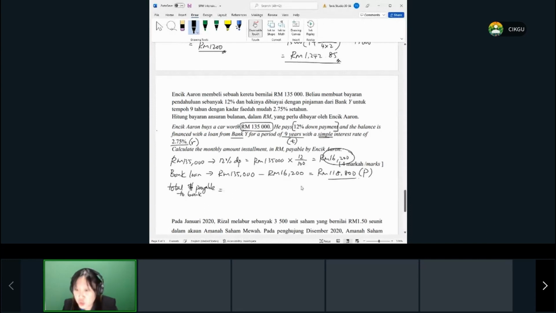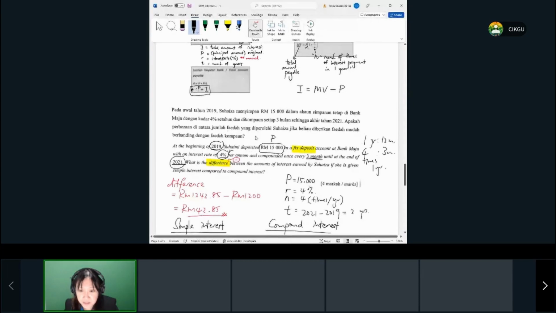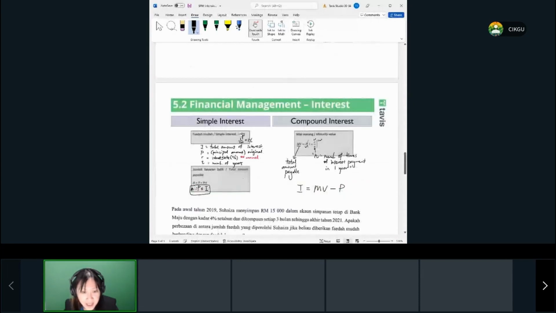How much money do you need to pay back to the bank? First of all, you did lend this much money from the bank. Of course you must pay back this much, but on top of that, you have to pay back the bank the interest. This 2.75% interest for 9 years. So have to use the formula PRT, if you guys remember the formula for simple interest. Here, PRT.